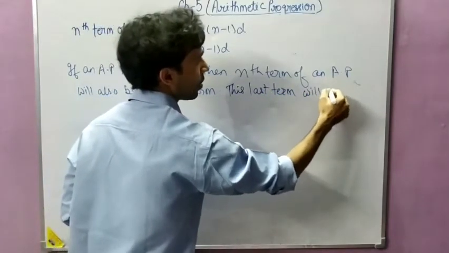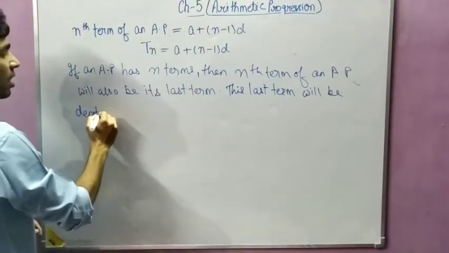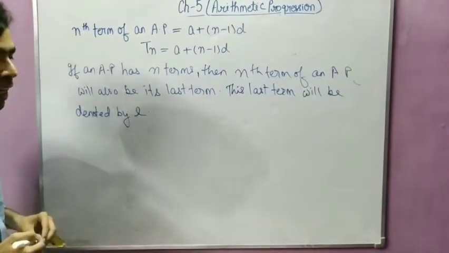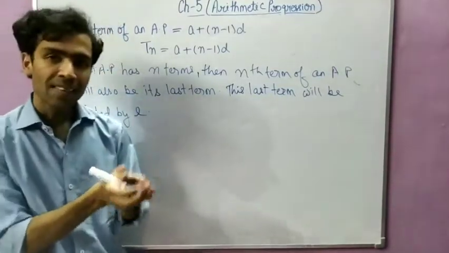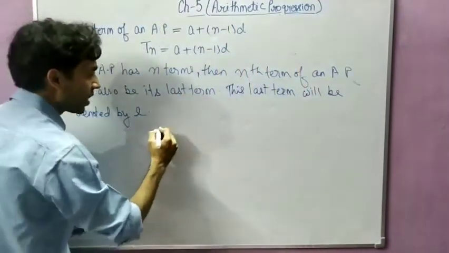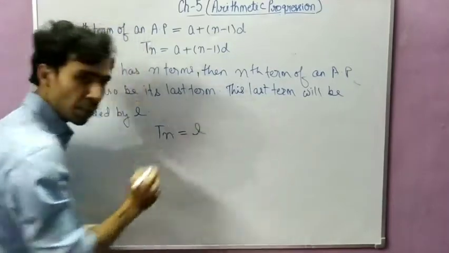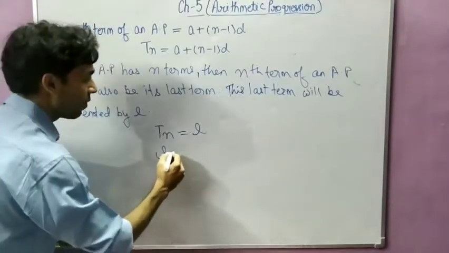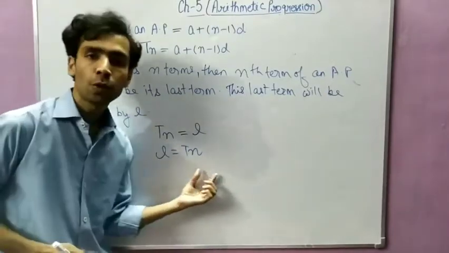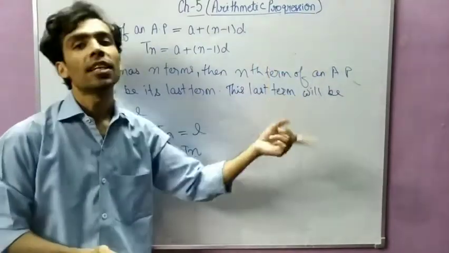will be denoted by small l. So what I told you, if an AP has n terms, then the nth term will be the last term. It means that Tn, the nth term, will be equal to the last term, or we can say L will be equal to Tn, because an AP has n terms, so the nth term will be its last term.